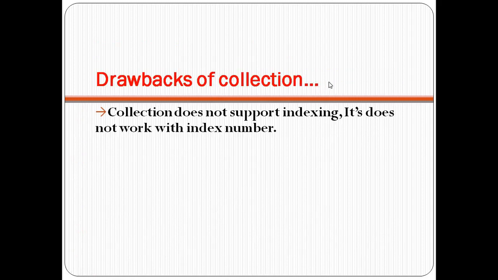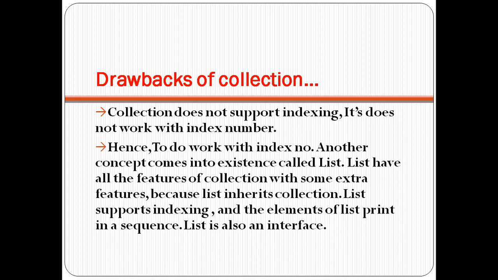So collections has some advantages and some drawbacks also, because everything which has some advantages also has some drawbacks. The drawback of collections is that collection does not support indexing. It does not work with index numbers, because the elements are stored randomly in collections. There is no particular sequence. Hence, to work with index numbers, another concept comes into existence called list.